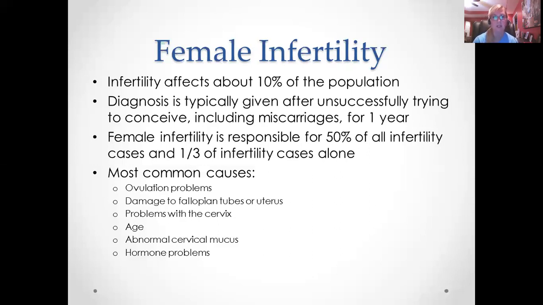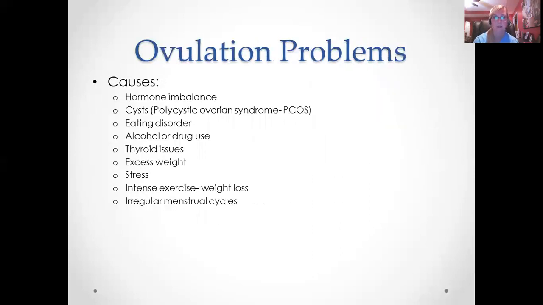The most common causes of female infertility: ovulation problems, damage to the fallopian tubes or the uterus, problems with your cervix, age. People who are over the age of 35, they recommend see your OB as soon as you get ready to start trying. And a lot of OBs will refer within the first 6 months of somebody over the age of 35 because it is more difficult to get pregnant. Abnormal cervical mucus is another common cause, as well as hormone problems.